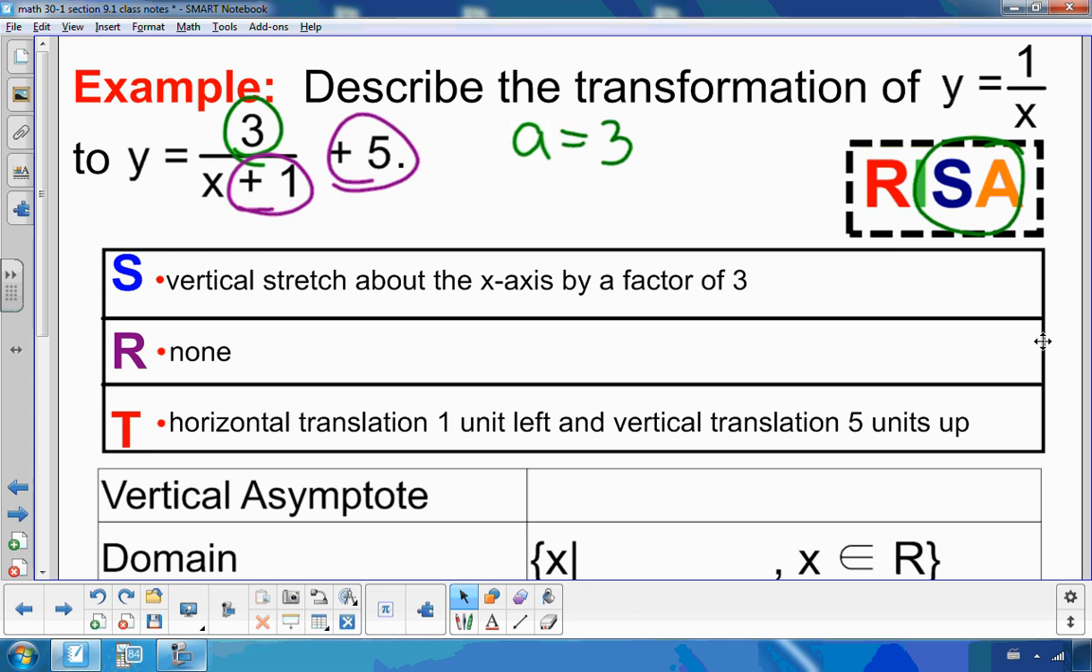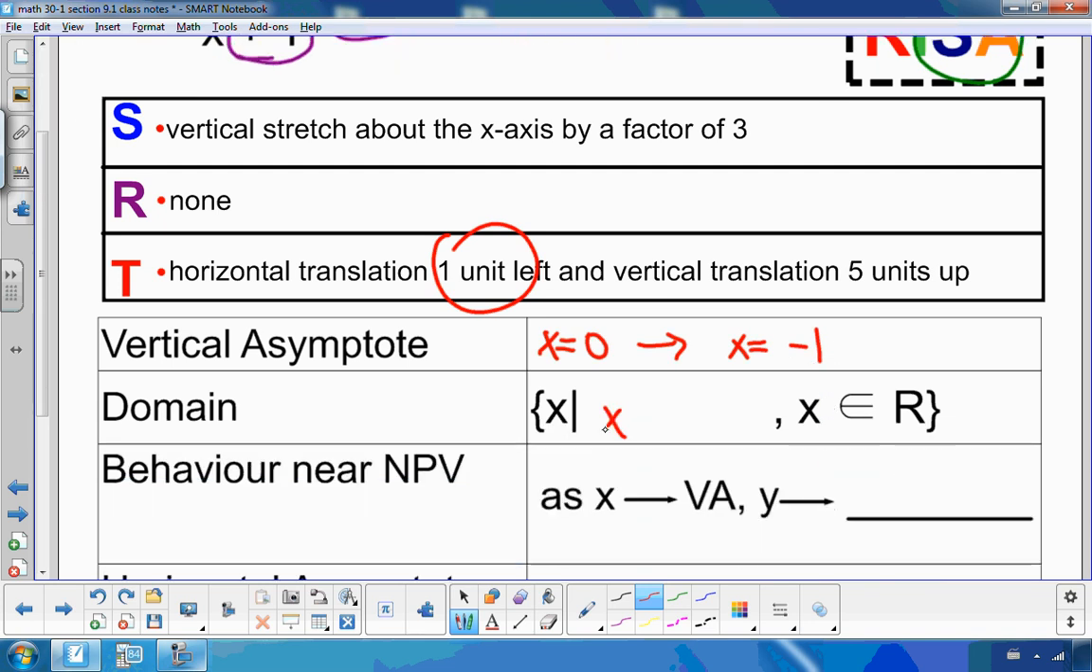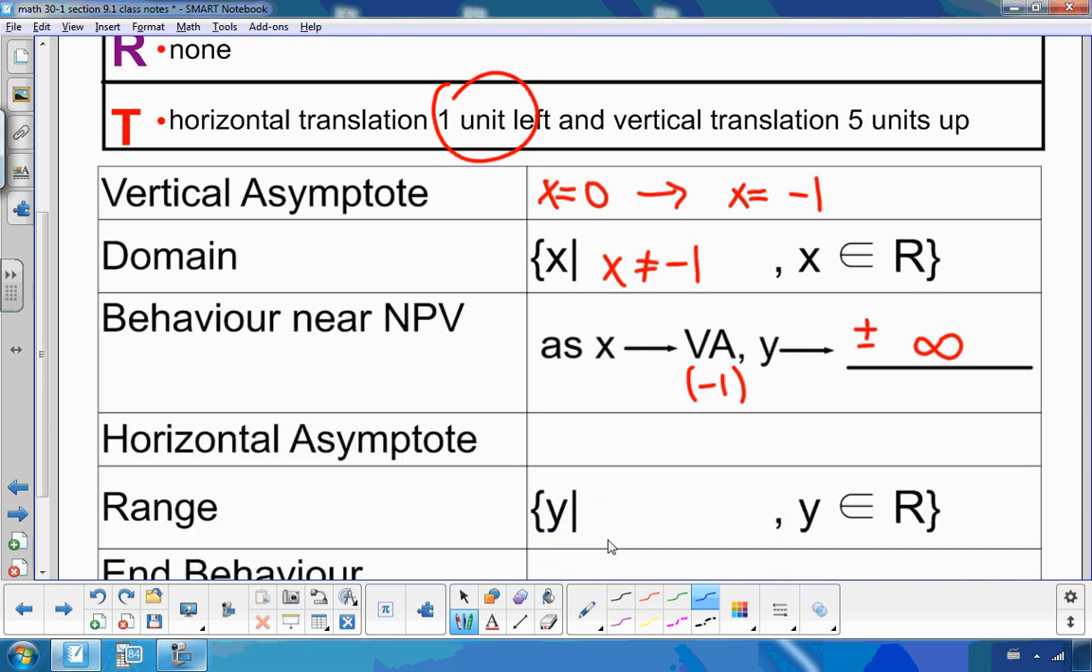So let's use this now to figure out our asymptotes. Normally my vertical asymptote for my base function is at x equal to 0, but I have translated 1 unit to the left. So my new vertical asymptote is at x equal to -1. So that means my domain is the set of all x such that x is not -1, but still an element of the reals. Remember, as x approaches the vertical asymptote, and that vertical asymptote is -1, y approaches positive and negative infinity.